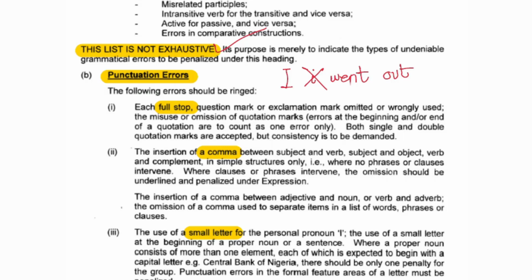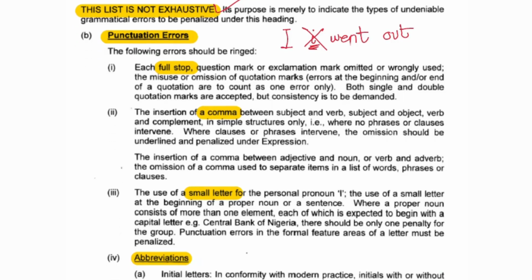So if you made the mistake of writing a small i like this, then you are going to lose half a mark. Imagine a case in which you are now writing continuously in an essay and you are writing small i, small i, small i. Eventually, if you get to write it in 20 places, you have lost 10 marks already. So these are little things that you need to take note of.